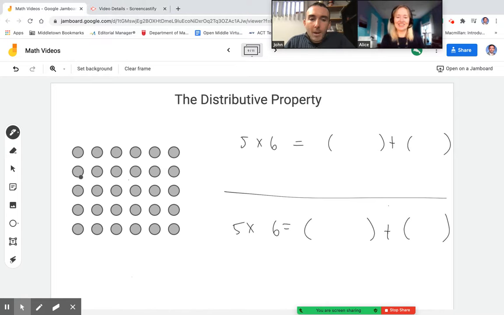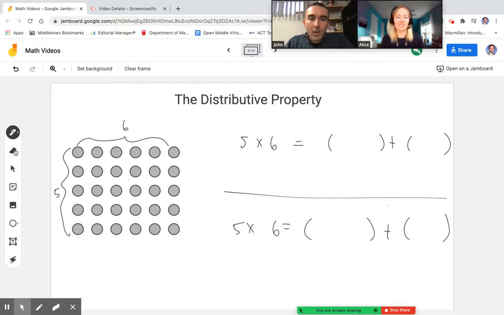Sure. So based on the picture we have an array that has 5 rows, as you could see here, and 6 columns, as you could see here. The question that we're trying to work with is, what's the product of 5 and 6? How many dots are in the array? What are some different yet equivalent ways we can write out ways to get to 30?